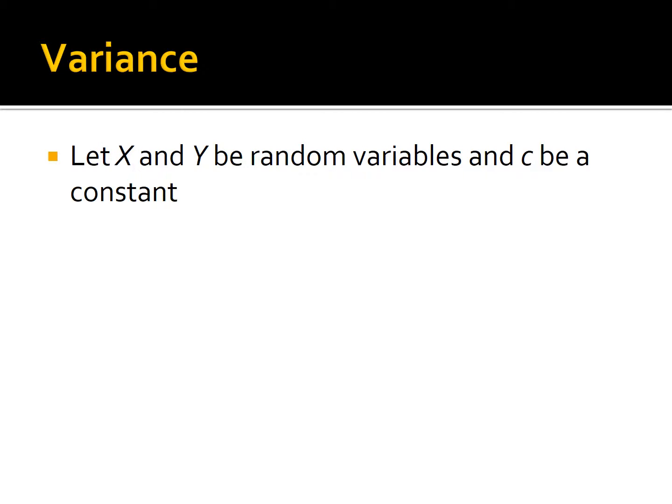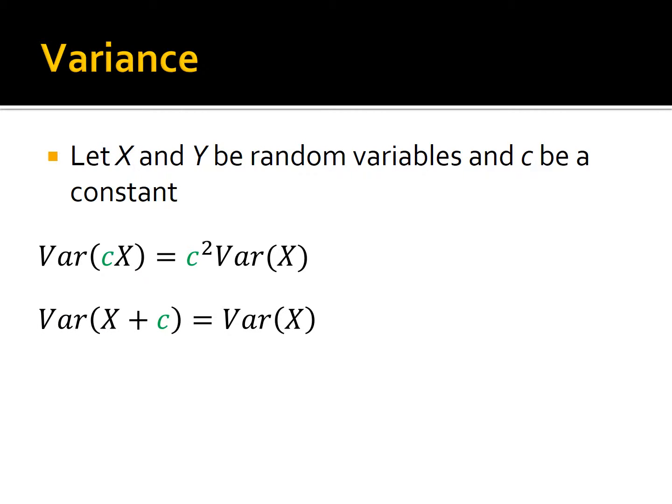Let x be a random variable and c be a constant. So the variance of c times x is c squared times the variance of x. So when we isolate a constant from the variance equation, we get the square term. And the variance of a random variable plus a constant equals the variance of the random variable.